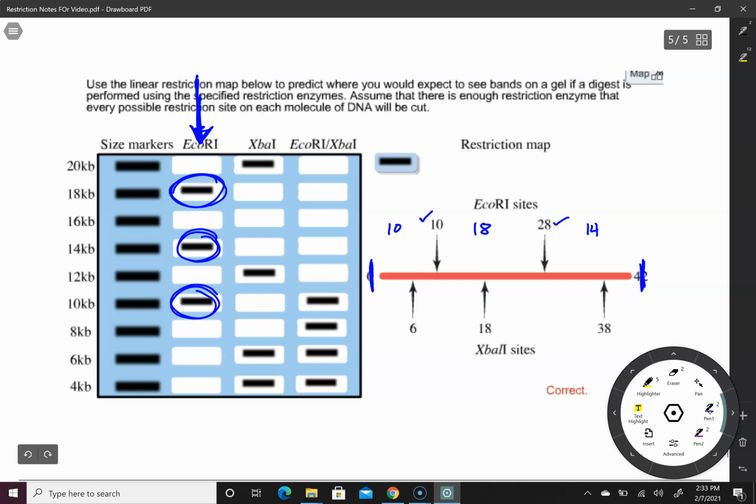Once again, biggest to smallest. In reality, it's not 18 and 14 and 10. It's in thousands. So this KB represents thousands. So it's bigger than 10, 18, and 14, but for simplicity.